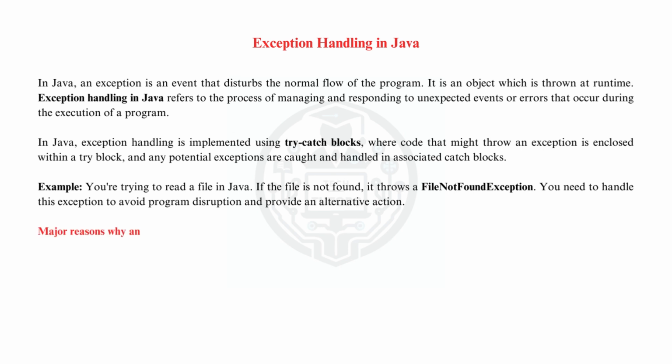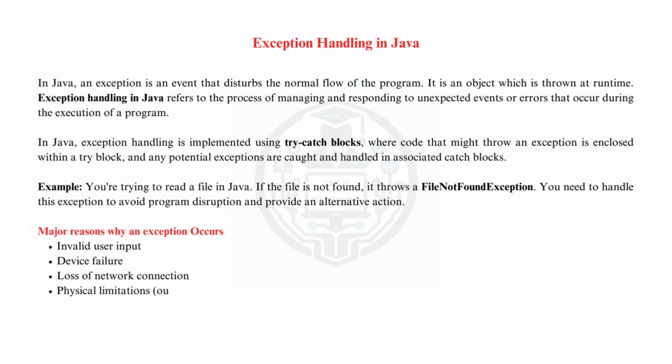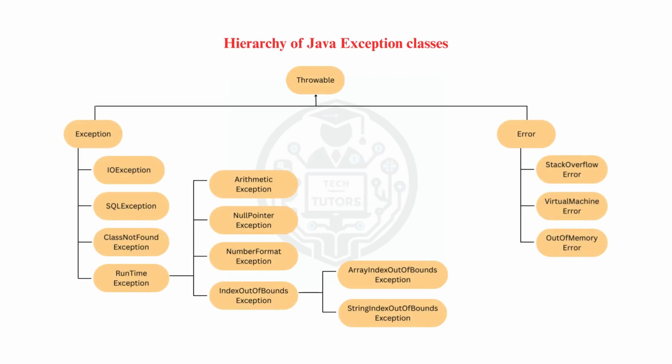Exceptions in Java can occur due to invalid user input, device malfunctions, network issues, disk space constraints, coding errors, and attempts to access unavailable files. Let's take a closer look at the hierarchy of Java exception classes. This diagram provides a comprehensive view of how exceptions are organized, starting from the root class Throwable and branching out into specific types of exceptions and errors.